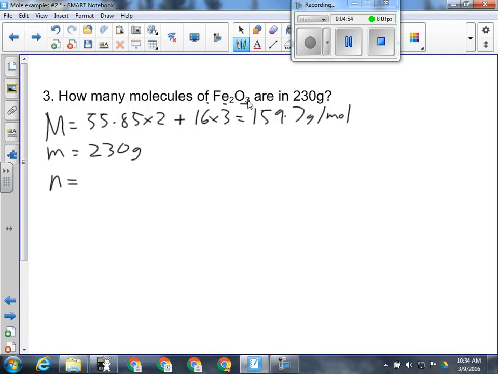If I'm going to find the number of molecules, I first have to know how many moles. Because to find the number of molecules, I use Avogadro's number, the number of molecules in a mole, by multiplying it by the number of moles. So the number of moles is going to be little m over big M. That'll be 230 divided by 159.7. What is it? 8.67. So we got 8.67 moles.